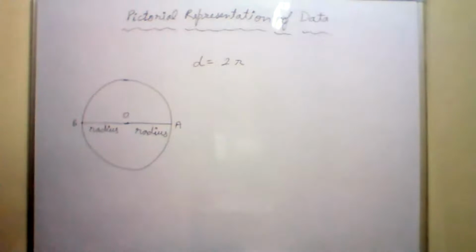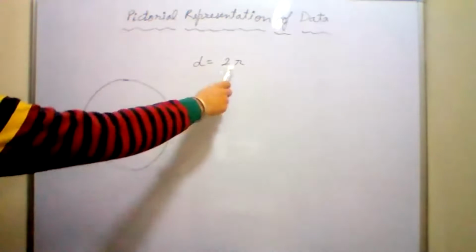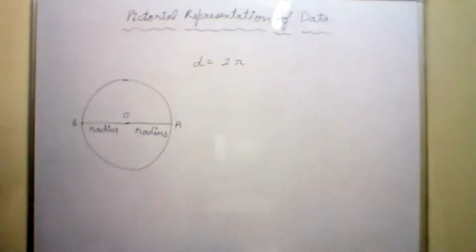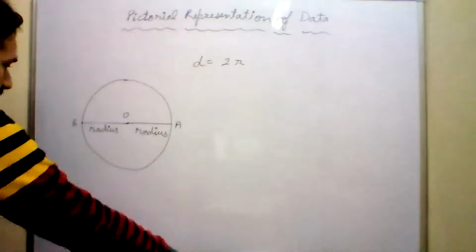So diameter is equal to 2r. Rupanshi, have you understood? What is diameter equal to? Yes, 2r, sir. So this is diameter, this whole straight line.